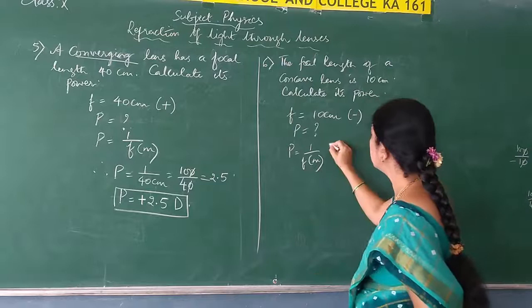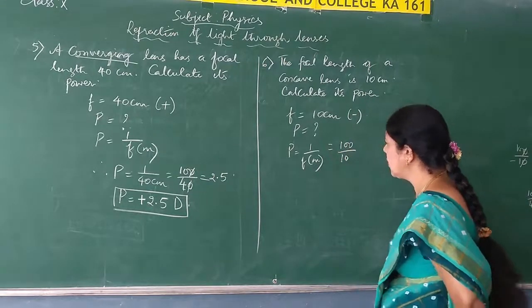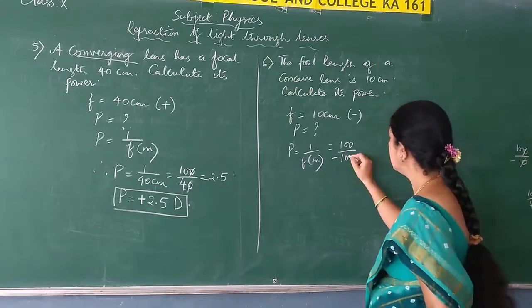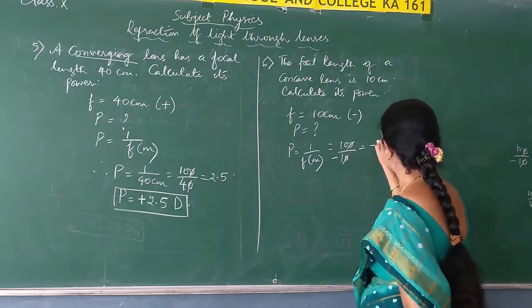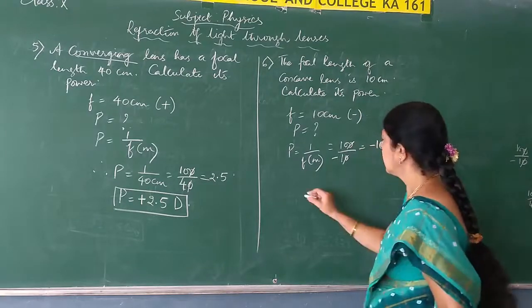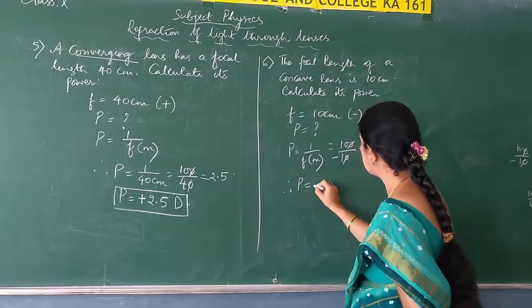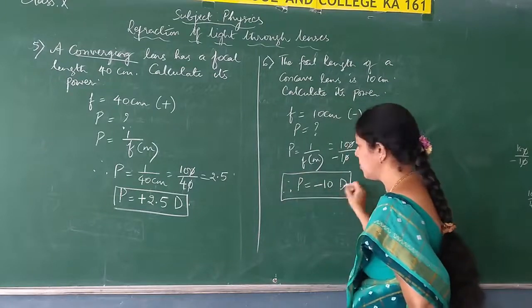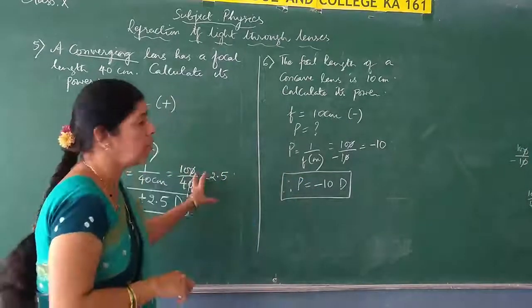If you take it in centimeters, it will be equal to 100 by 10, is it not? And for a concave lens, the focal length is negative. So it will be equal to how much? Minus 10. Therefore, P is equal to minus 10. What will be the units? Diopter. This will be the solution. So very simple problems you will have on the power of a lens.